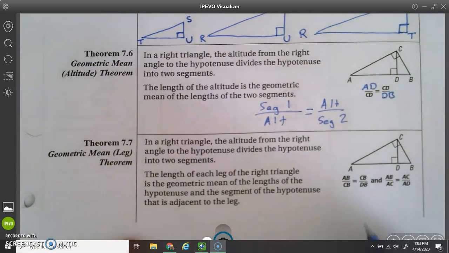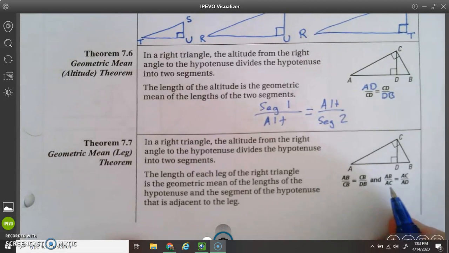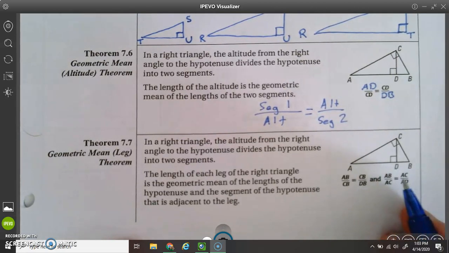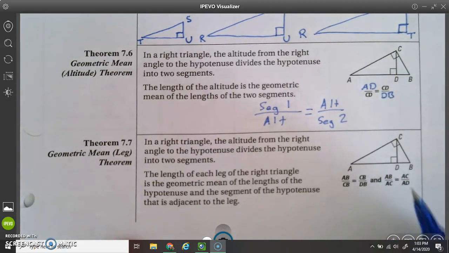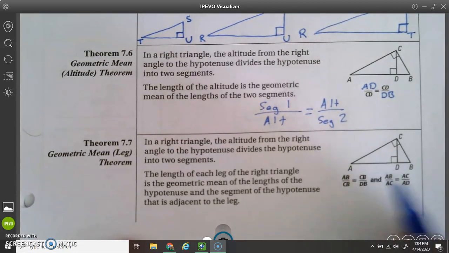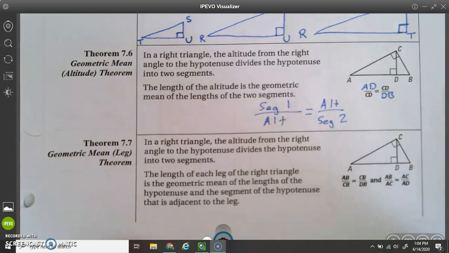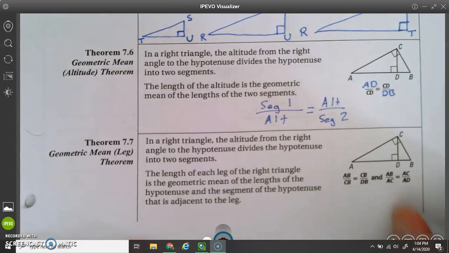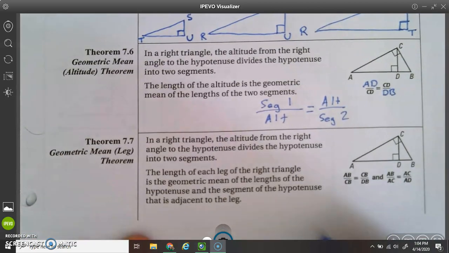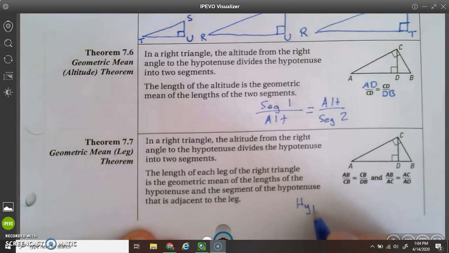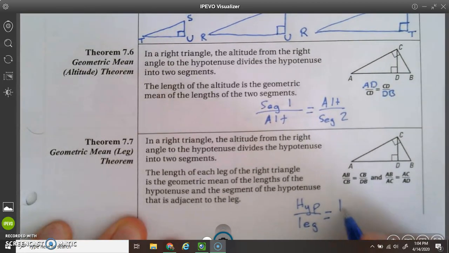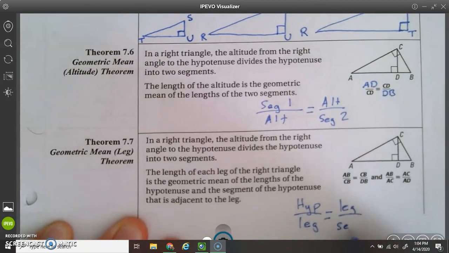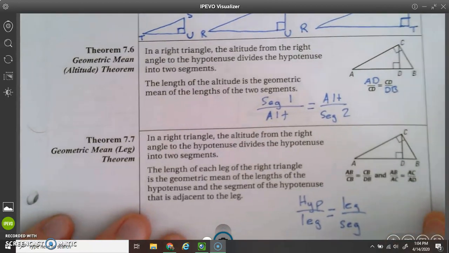A lot going on there, but essentially we have another geometric mean, and that's this one here. So if I go from A to B over A to C, then that's equal to A to C over A to D. It's just another way of setting up what we just said. If I think about that, that's the hypotenuse over the leg is equal to the leg over the segment. So we'll be using these in the examples on the back.